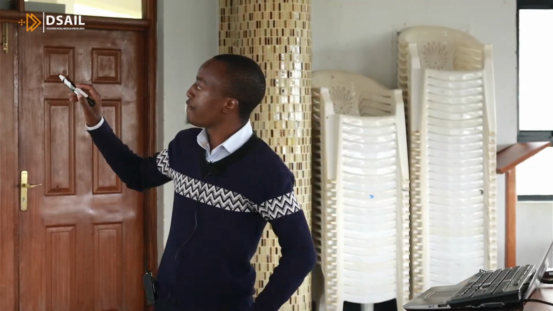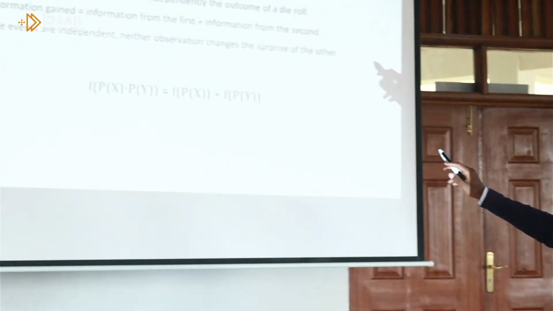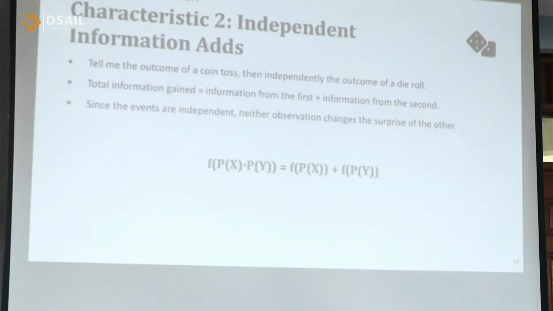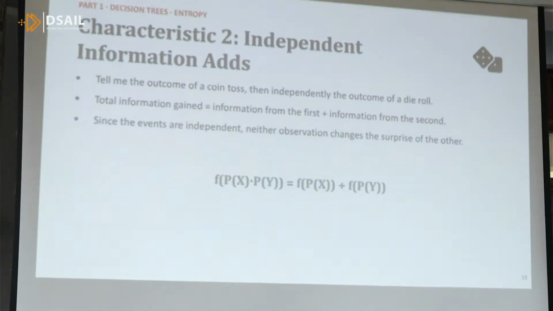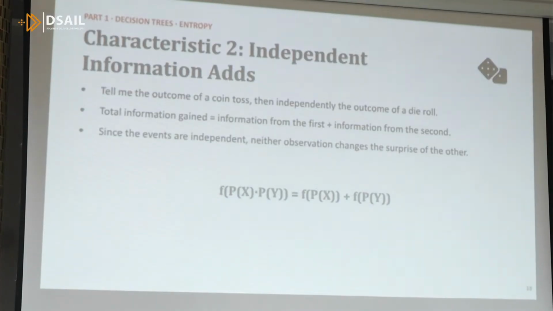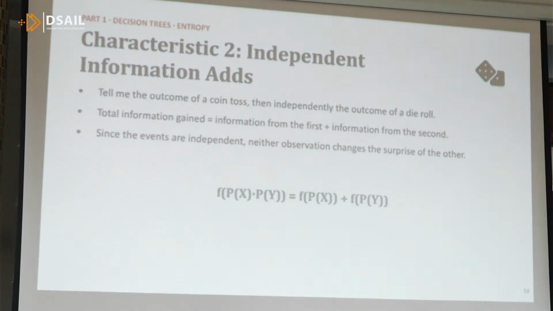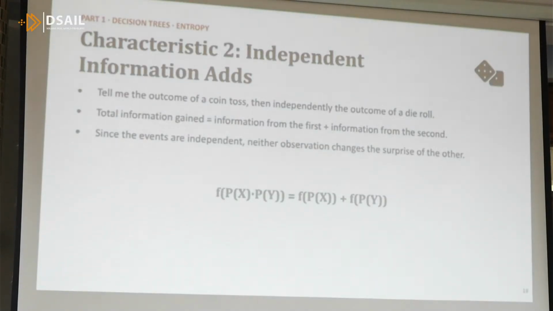So that leads us to a second characteristic. We want a function f, the measure of surprise here, or the measure of entropy here, such that when I get the entropy or the surprise of a joint probability, it is the same as adding the surprise of each of the events. Do you get that point? I feel like I've lost people.